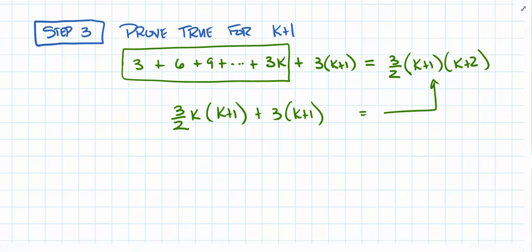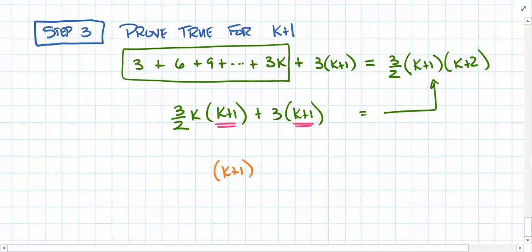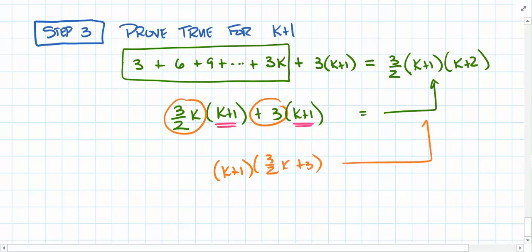Okay, does anyone notice anything about the fact that you have 2 of these right here? Okay, if you have 2 of those, can you factor one out? Yes. Yes, you can. You can factor one out. I'll go back to orange. So that will give you k plus 1. What are you left over with? You're left over with this. 3 halves k plus a 3. And we're trying to show that's equal to that.